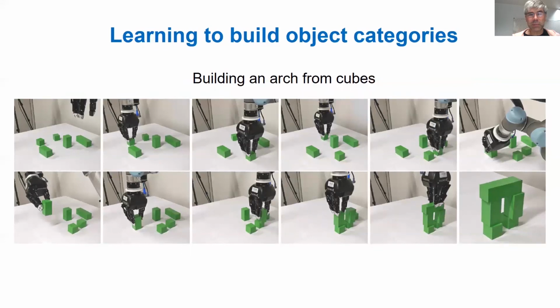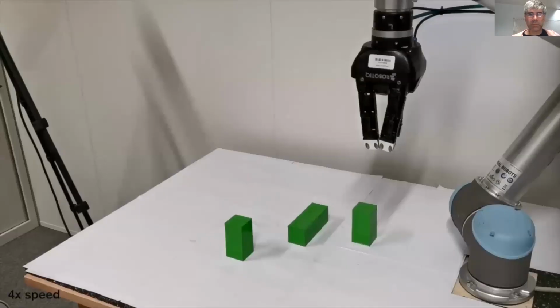So here are some results. We are learning a policy to construct arcs of different heights. You see here from left to right, that's what the camera sees, the robot. It sees lots of primitives, and it has to figure out which part to take and where to stack them, and so it arrives at the correct shape.